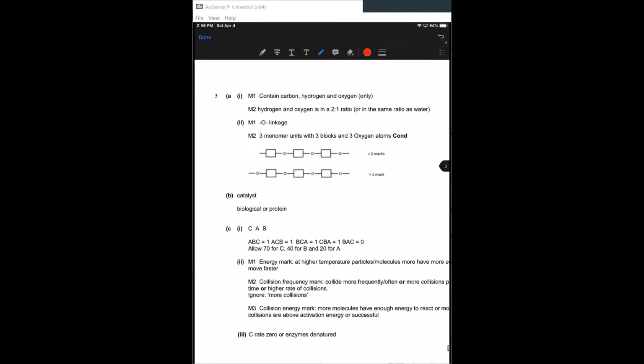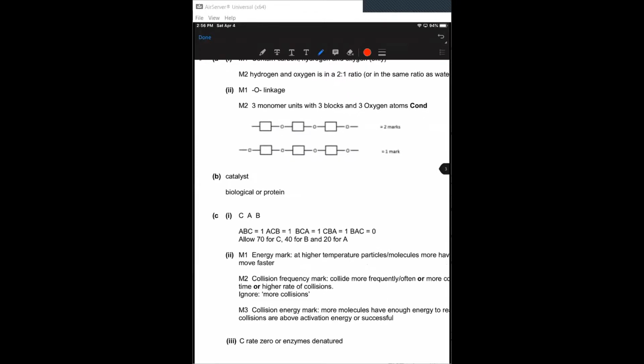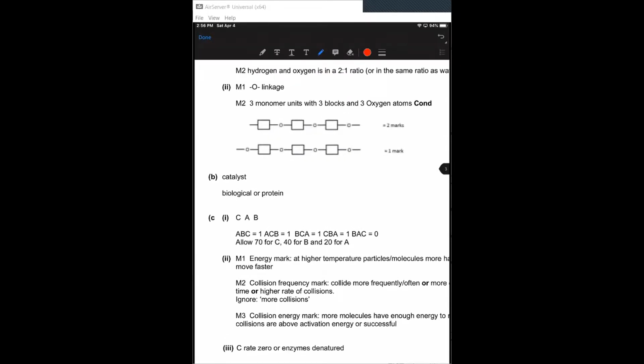Then B part says, draw the structure of a complex carbohydrate such as starch. The formula of glucose is given. Include 3 glucose units in the structure. So that means you are asked to draw 3 repeating units. So this will be the answer.